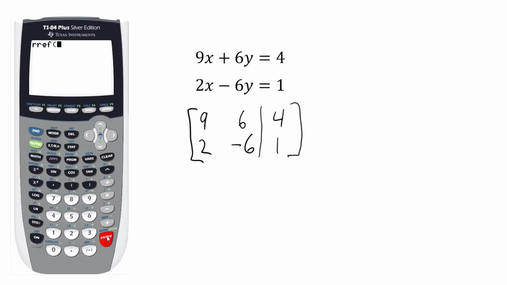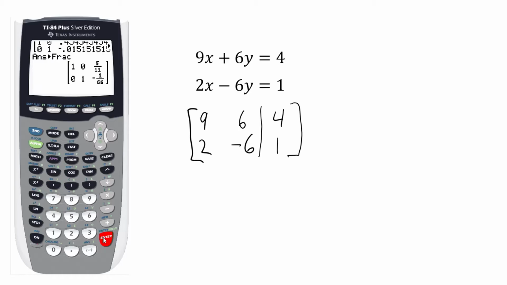So what we want to do is find the reduced row echelon form of the matrix. And so to do that, we'll hit second and then matrix and select our matrix A. Then we just hit enter, and this simplifies the matrix for us. So what we want to do now is hit the math button and select fraction to turn these decimals into fractions.